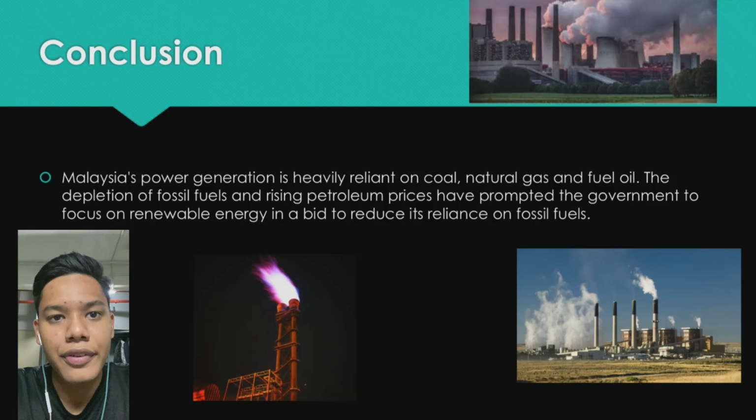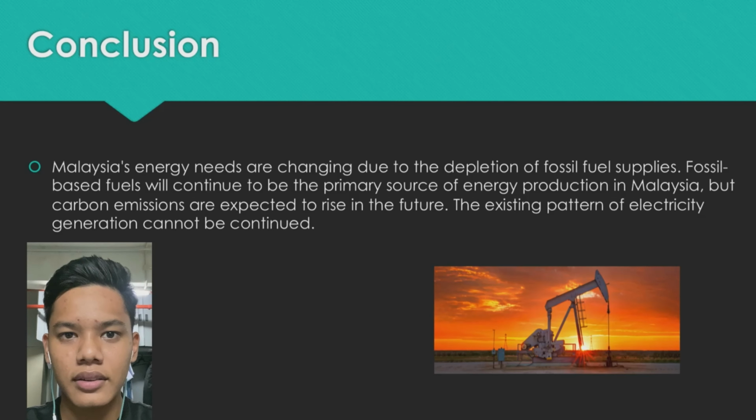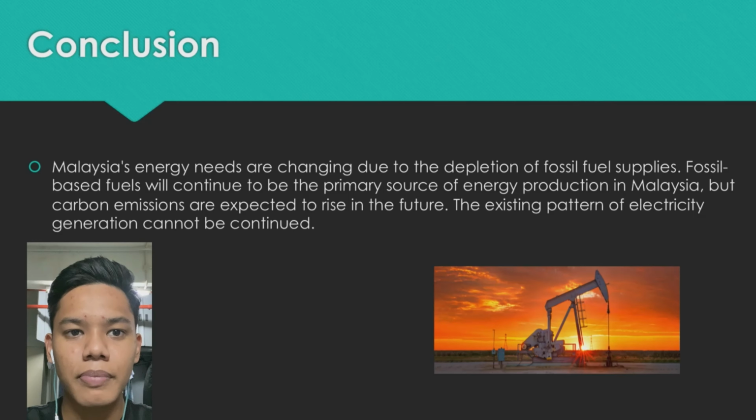In conclusion, Malaysia's power generation is heavily reliant on coal, natural gas and fuel oil. The depletion of fossil fuel and rising petroleum price have prompted the government to focus on renewable energy in a bid to reduce its reliance on fossil fuel. Malaysia's energy needs are changing due to the depletion of fossil fuel supplies. Fossil fuel will continue to be the primary source of energy production in Malaysia, but carbon emissions are expected to rise in the future.